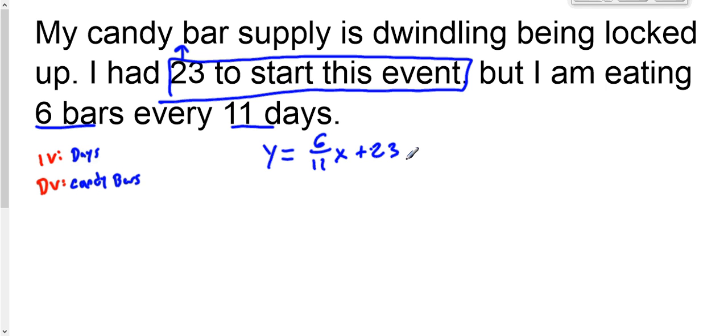plus 23. But there's something a little bit off on my equation right now. Since I'm eating 6 candy bars, there should be a negative rate of change.